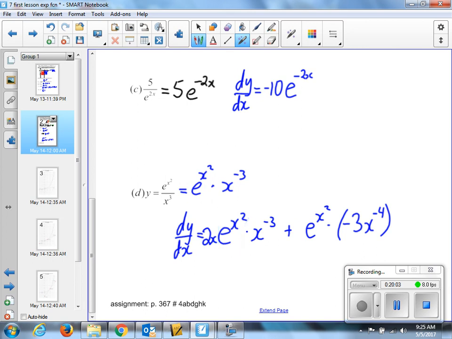Now you could factor out the e to the x squared and tidy up the x terms a little bit, right? You could factor that out and stuff like that. You'd have it over x to the 4, 2x squared minus 3, e to the x squared in the bracket outside of it.